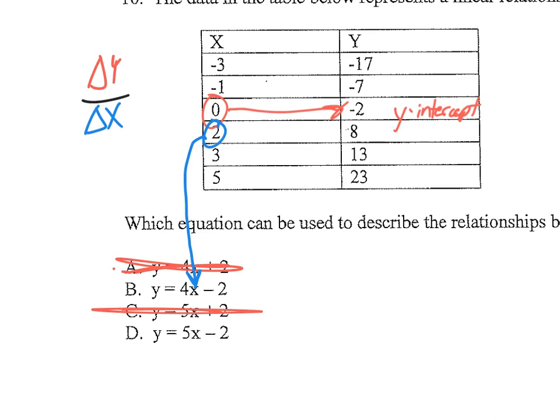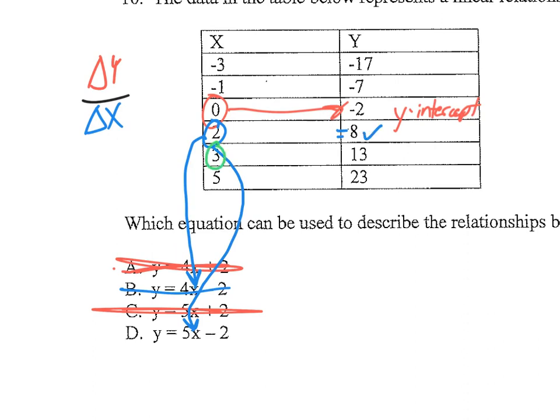If I did 4 times 2, I would have 8. 8 minus 2 would be 6. That one doesn't work because we got 8 here. B is out. So now I'm going to go ahead and double check this. I'm going to take this 2 and I'm going to plug it in here for this x. Well, I do 2 times 5, that's 10. 10 minus 2 is 8. That one works. I'm going to check a couple more.